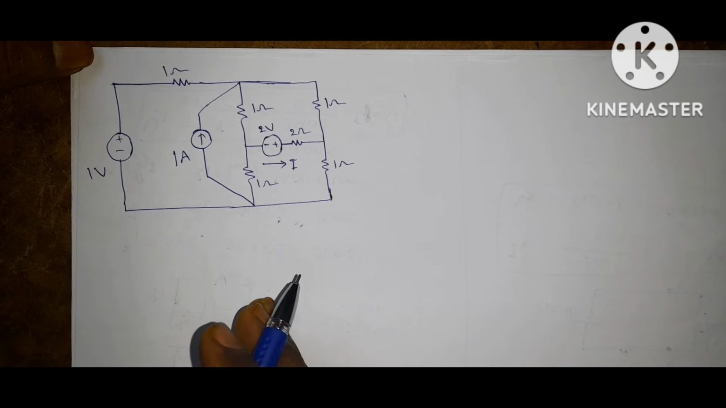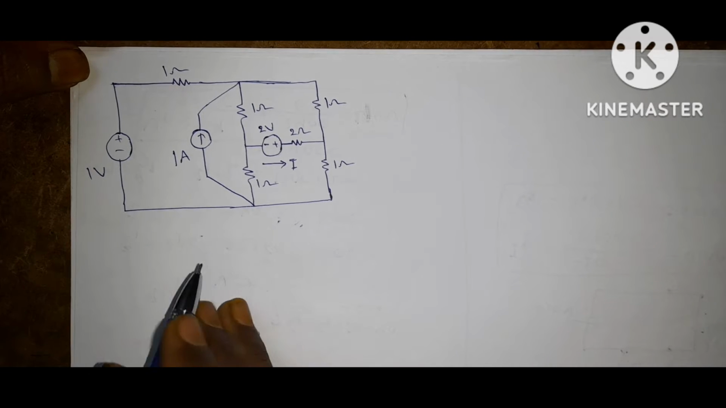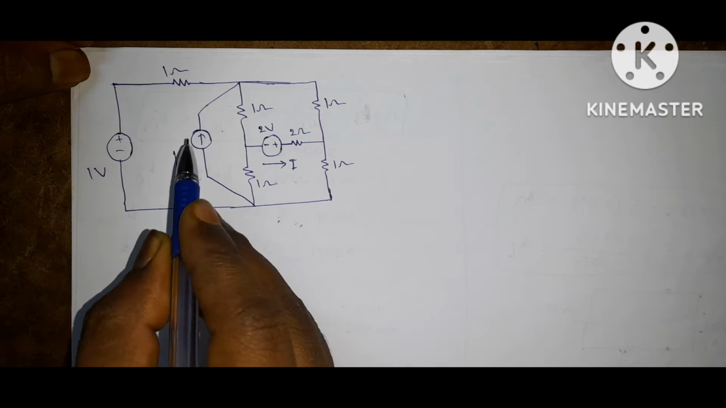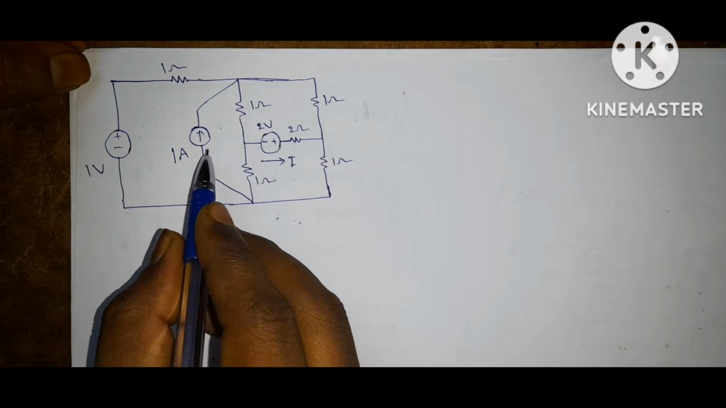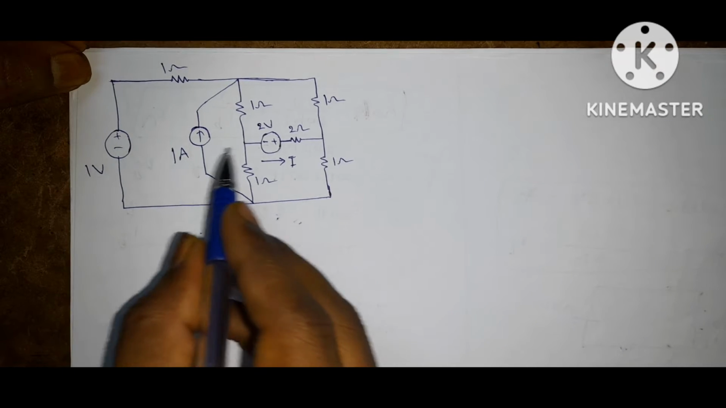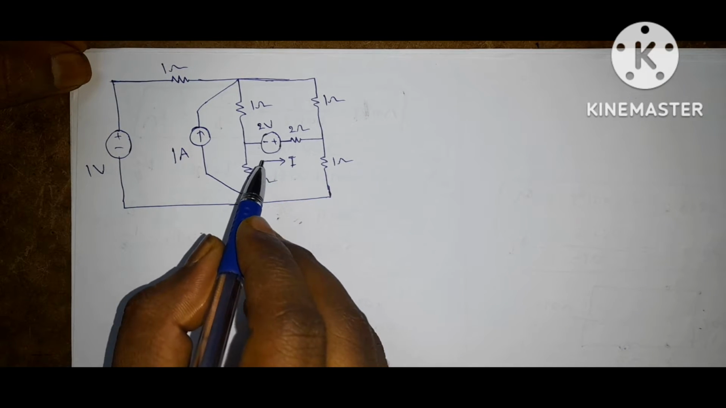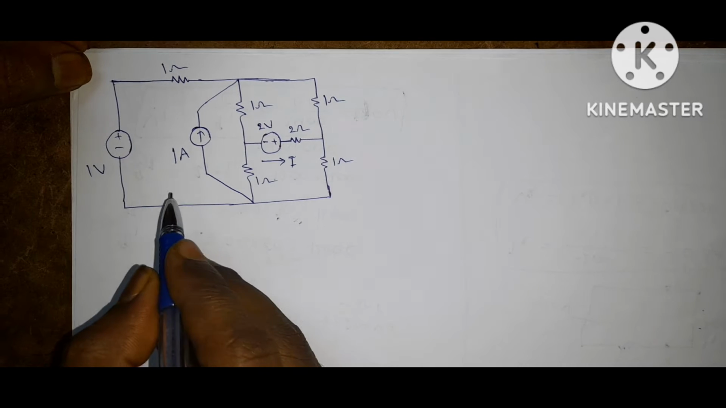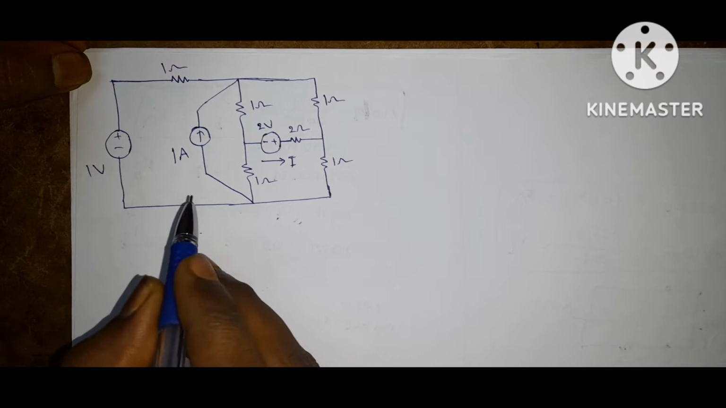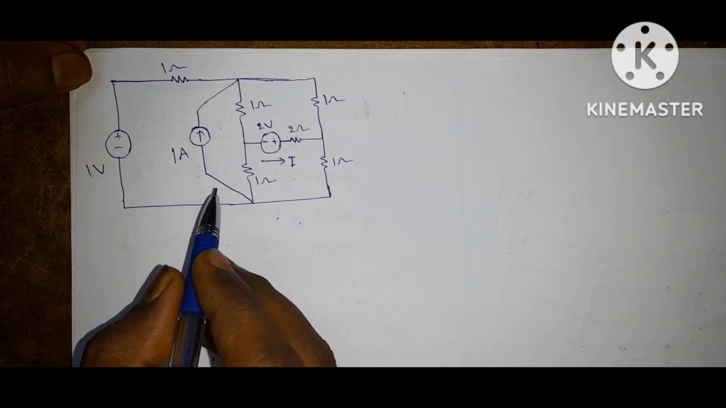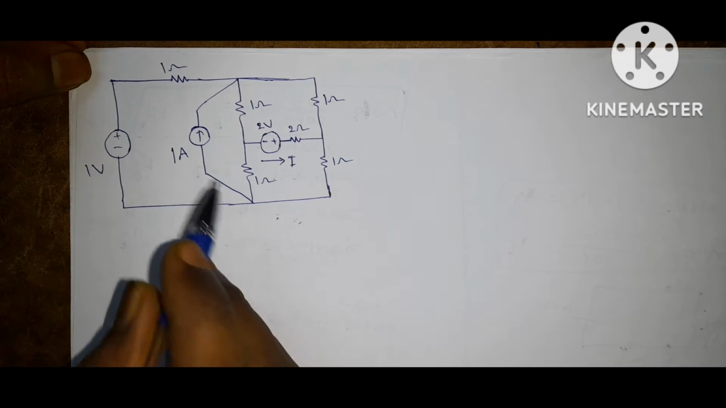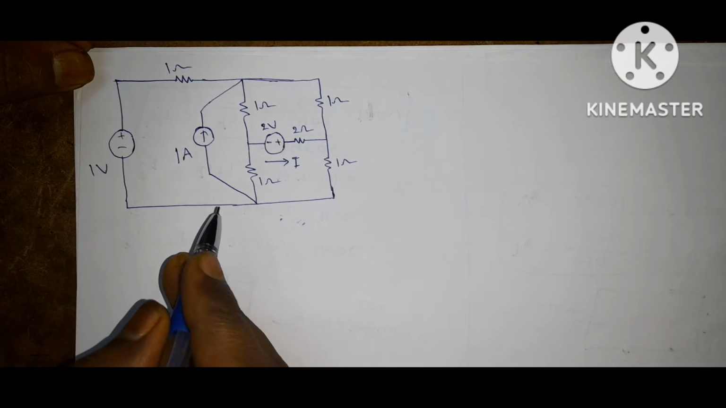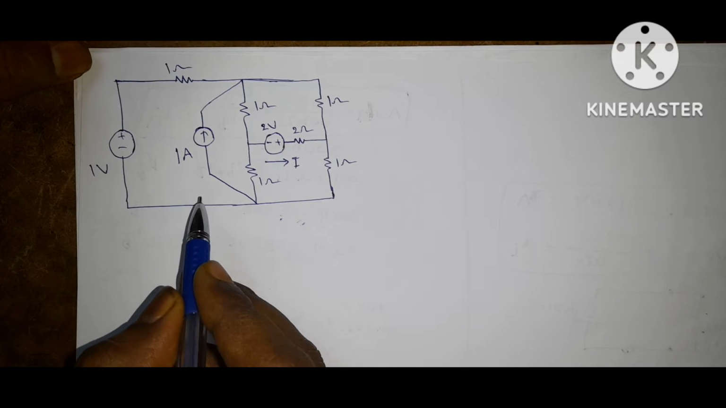Whenever we are solving problems by using the superposition theorem, one source must be acting alone and the other sources are replaced: the current source is replaced with an open circuit and the voltage source is replaced by a short circuit, because the internal resistance of a current source is infinity, that is, an open circuit. The internal resistance of a voltage source is 0, that is, a short circuit. Now, this is the circuit.